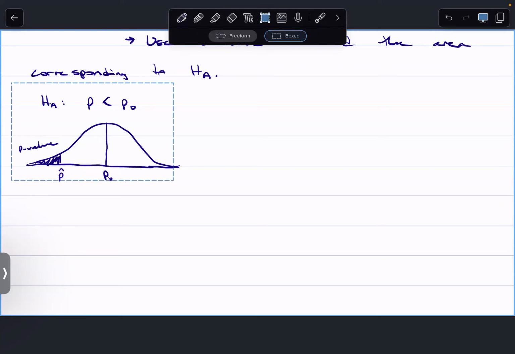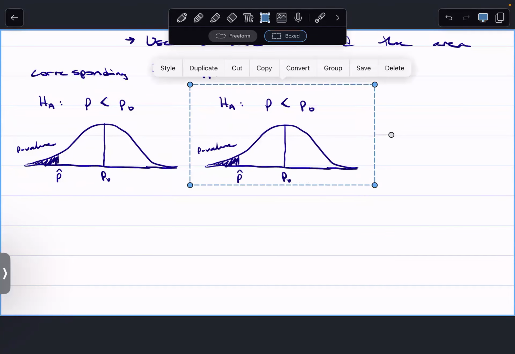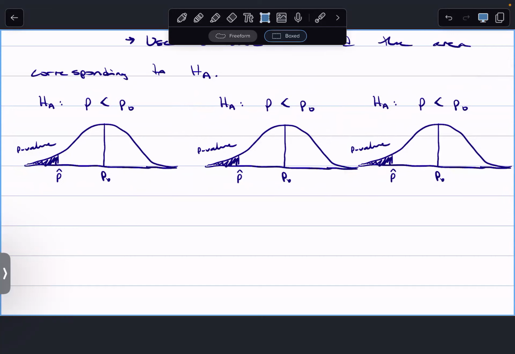Or let me just copy this whole thing. Copy, paste, and paste 3 times over. It's going to change as the sign. If my alternative hypothesis is that P is greater than P naught, well, again, you better hope that your P hat is above P naught. Otherwise, it's hard to use it. Then the p-value is here.